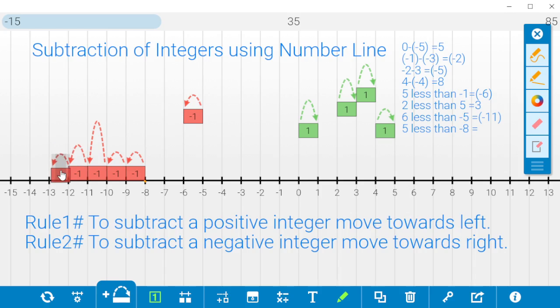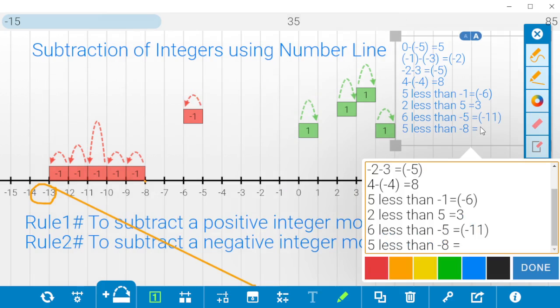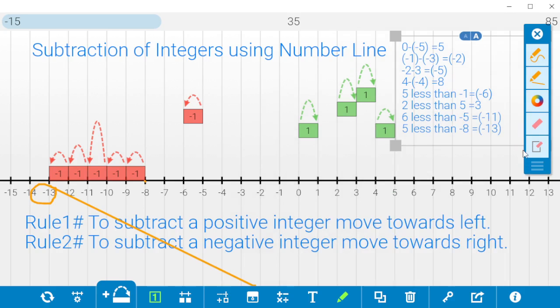So see where we have reached. We have reached at the number minus 13. So the answer to this problem is minus 13. So 5 less than minus 8 is minus 13. So let me clear all the drawings. So this is how we have found out how to do a subtraction of integers using this number line tool.